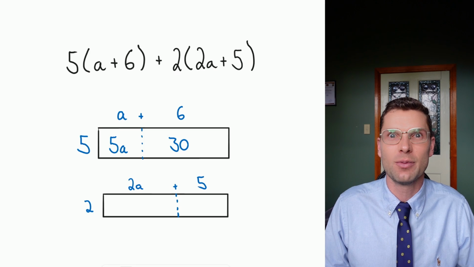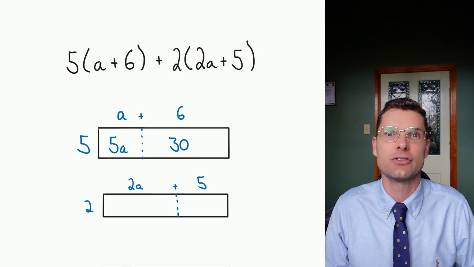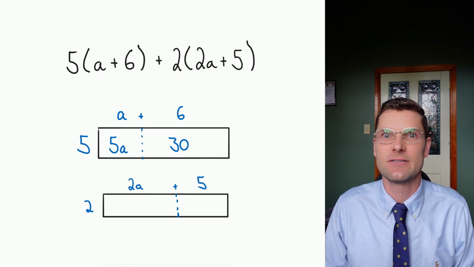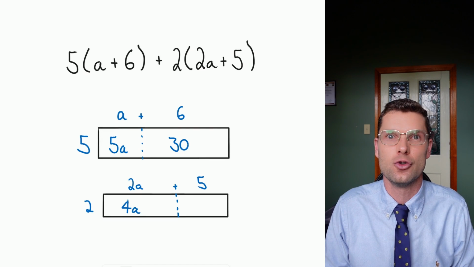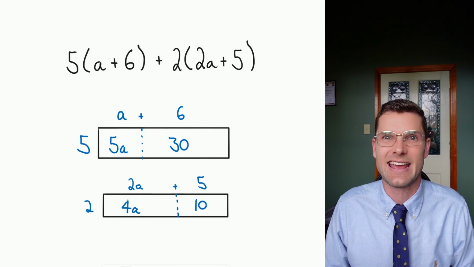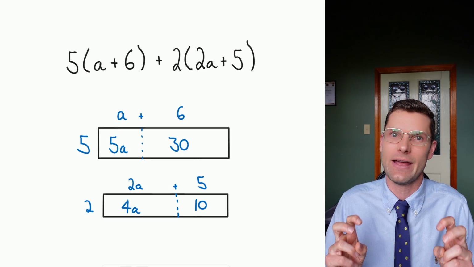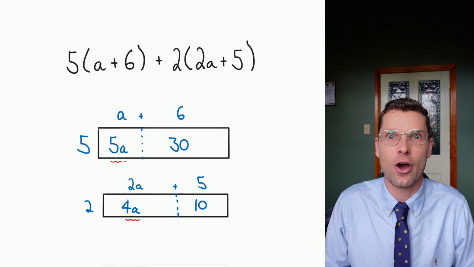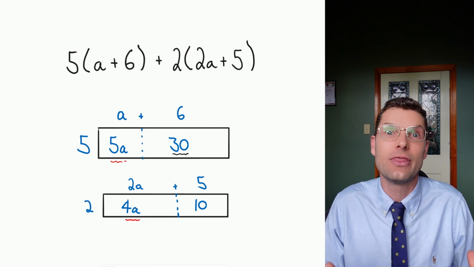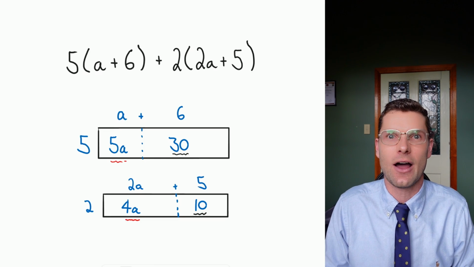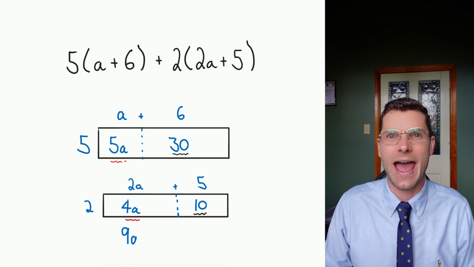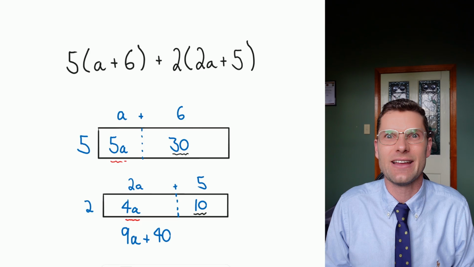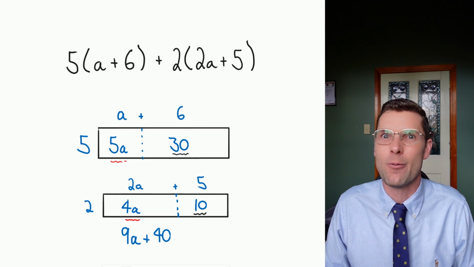I've got 2 multiplied by 2a plus 5. 2 goes on one side, 2a and 5 go on the other. To find out the areas of both of these, I just have to do 2 multiplications, 4a plus 10, and that would be my final answer. But now I have to add the rectangles that are the same. Because I've got 5a and 4a, these two a's can be added together using my like terms. So this is equal to 9a, and then I have 30 plus 10, which is equal to 40. So my final answer here is 9a plus 40, and we're done.